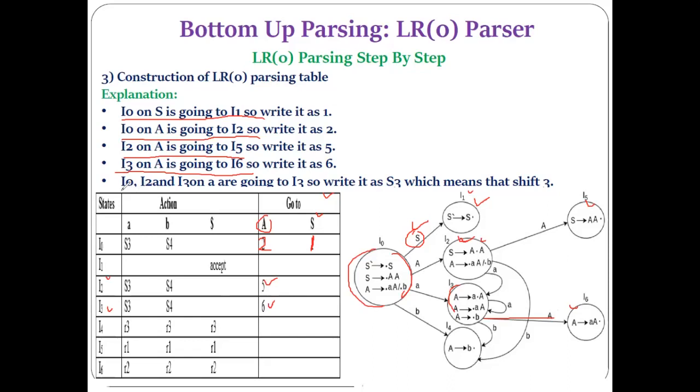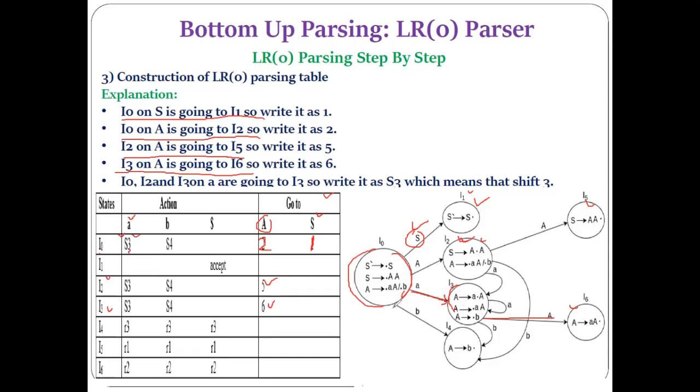Now let's see the terminals. I0 on terminal A is going to the I3. So here you have to make the shift entry. In order to make the shift entry, you have to mention the symbol S and also the state number 3. That is the reason here you have mentioned S3, because I0 on terminal A is going to the I3.